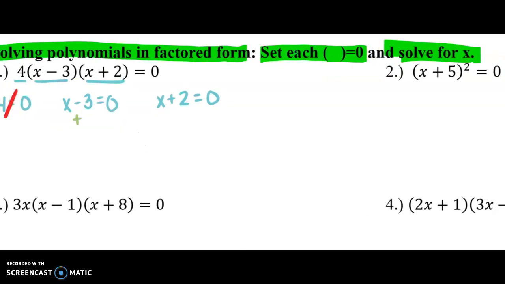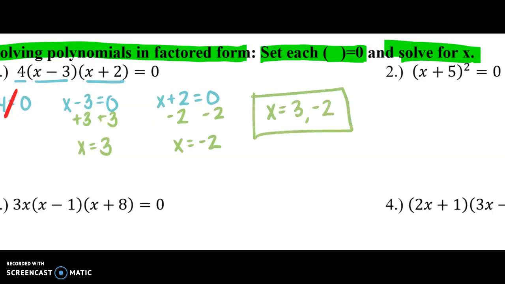So here we're going to add 3 to both sides. So x is equal to 3, subtract 2, x is equal to negative 2. So my answers would be x is equal to 3, comma, negative 2. It could be either one of those options.